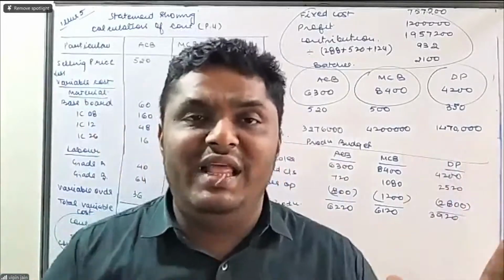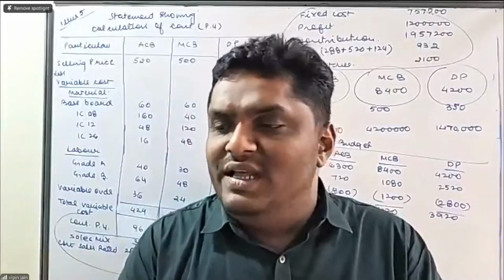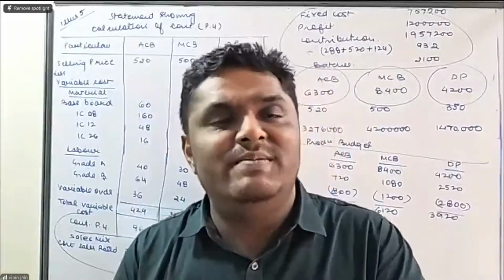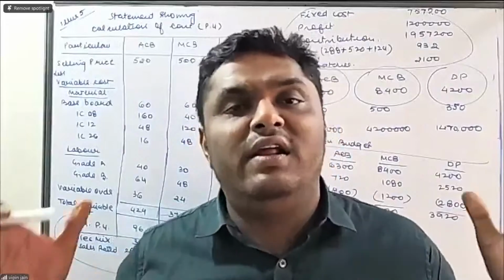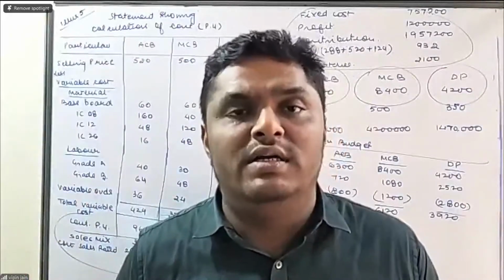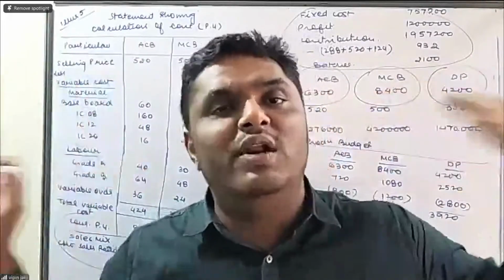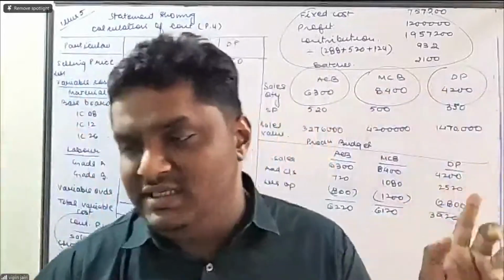See, the question is lengthy because these words, assemblies, ACB, MCB, DP, IC08, are new to us. So don't get confused with the words. Just assume it as XYZ or ABC, and you will be able to solve the question easily.